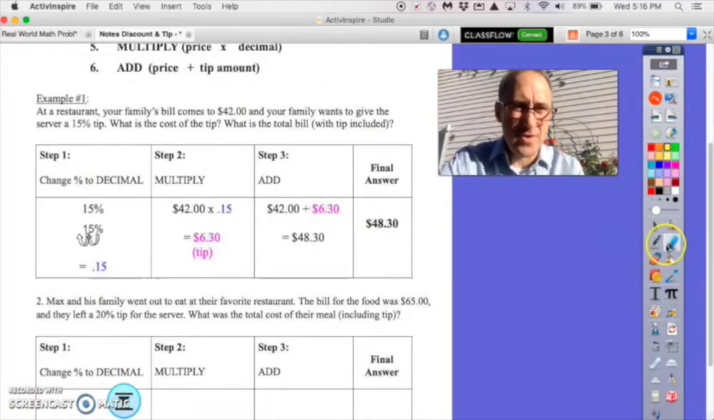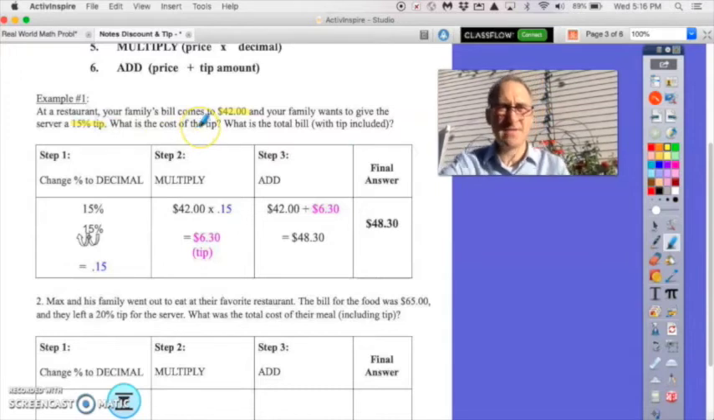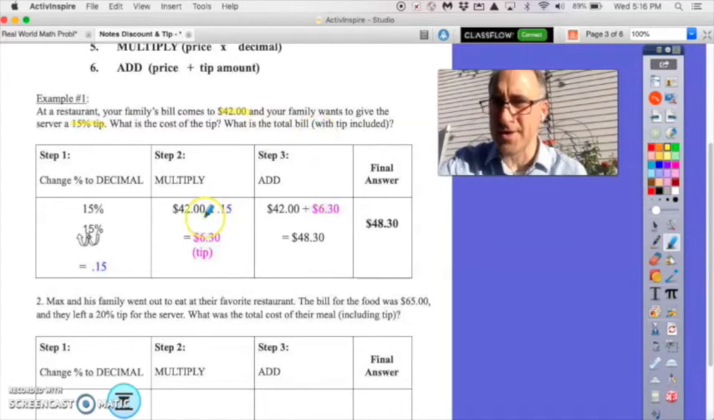Let's look at this restaurant example. At a restaurant, your family bill comes to $42. You and your family want to give a tip to the server of 15%. What is the cost of the tip? And what is the total of your bill, including the tip?